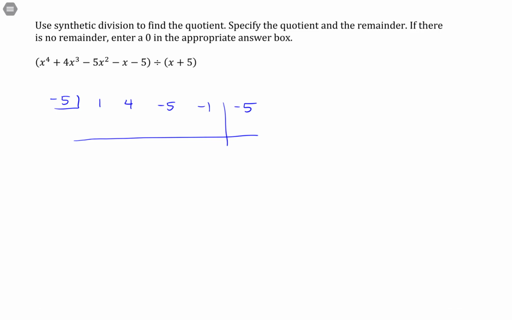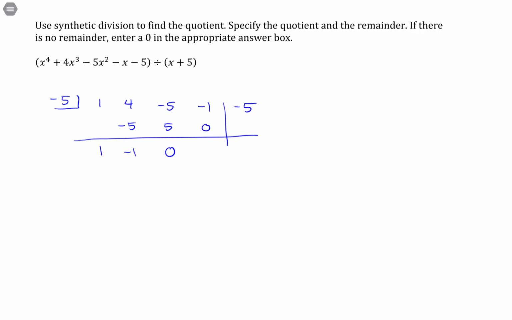So I go about this by bringing the 1 down, multiplying it against the number in the divisor. So 1 times -5 is -5. Then I add this column. So 4 minus 5 is -1. Then -1 times -5 is +5. When I add these two numbers, I get 0. Now, 0 times anything is still 0.